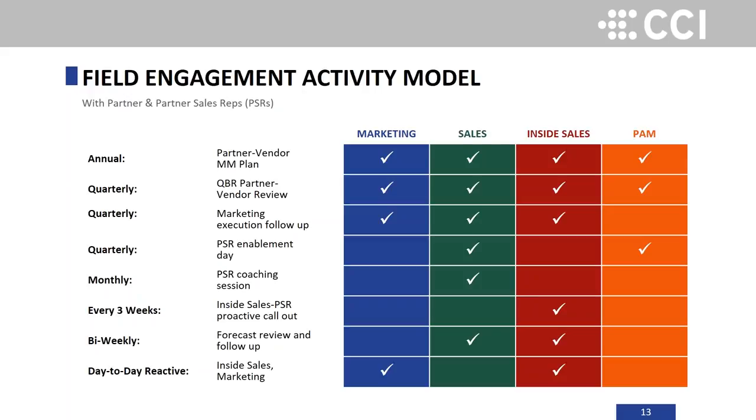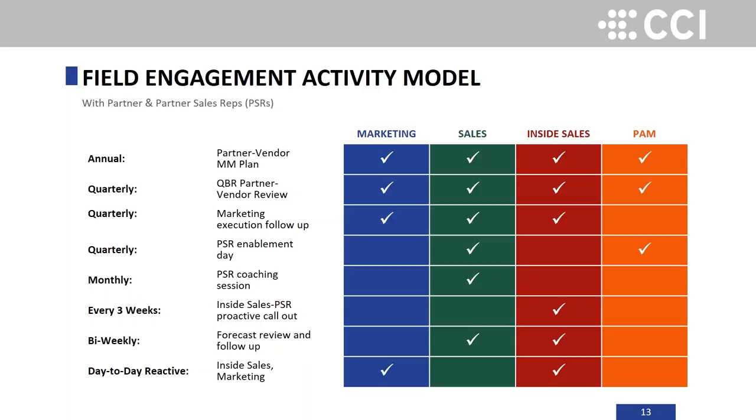And so this is an example of a partner field activity model that's been put in place that recognizes that there's different people in an organization touching each partner, and who needs to be involved in the partner-to-vendor annual plan, who needs to be involved in the quarterly review, who needs to be involved in the marketing execution, etc. And so you create a list not only of what the activities are, but who participates, and ideally you would also designate who is the owner of each activity versus a participant.